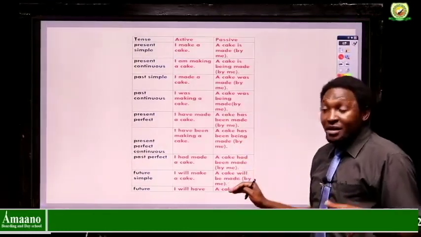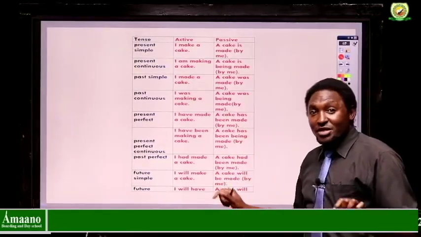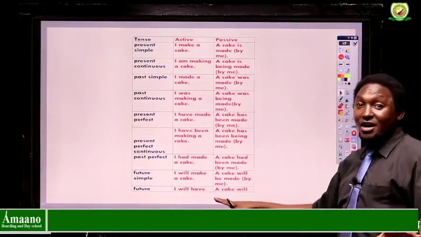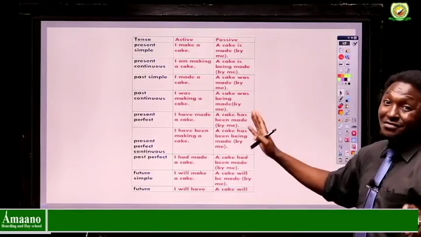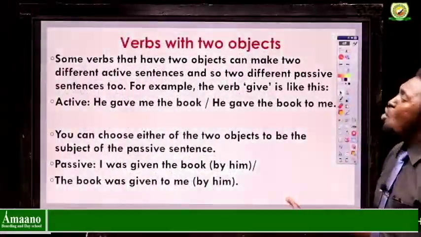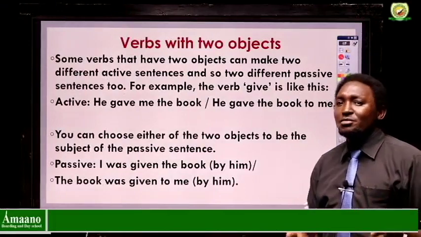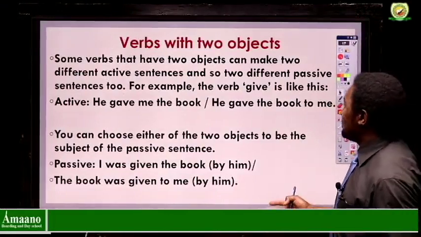Now in your handouts there is this full table. Just read it carefully up to the end. It has examples in all these tenses in active and passive voice. Now, verbs with 2 objects. Some sentences are very special. They have 2 objects.